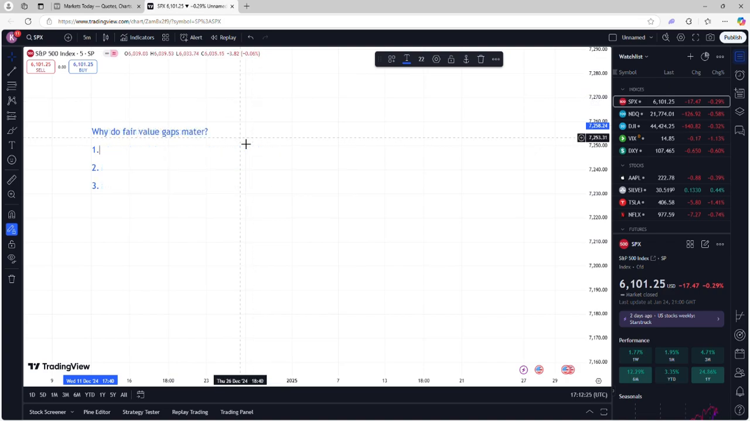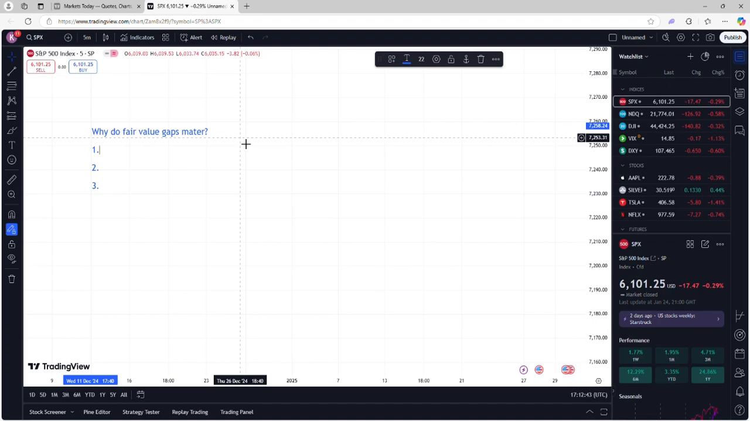So why should you care about fair value gaps? Great question. Fair value gaps can provide insights into potential future price action. Markets seek efficiency, and these gaps often signal areas where price is likely to revisit before continuing its trend. We'll go through some bullet points now.